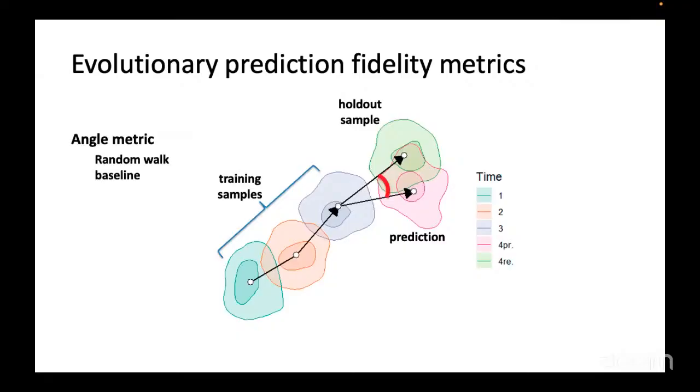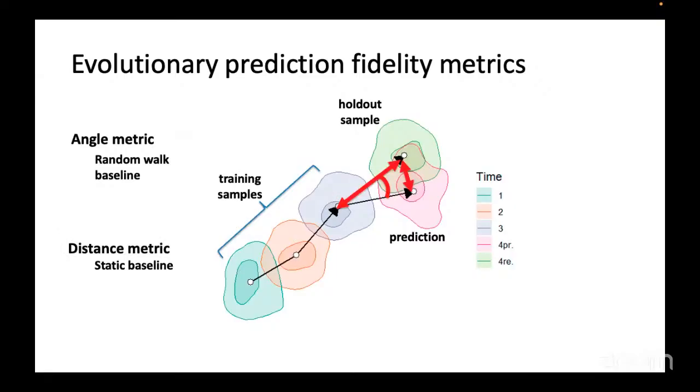There are two metrics that I've come up with to evaluate the quality of the prediction. One I'll refer to as the angle metric. This is the angle that the centroids of these populations make in a high dimensional space. We have a reference baseline null distribution that we can compare to and say whether we've beaten that. And then the other we call the distance metric.